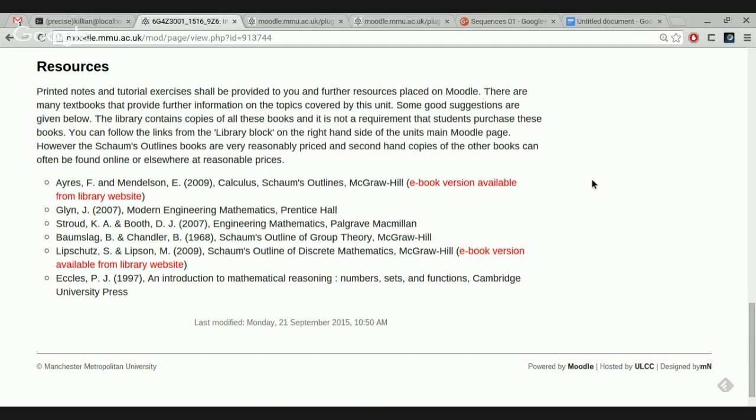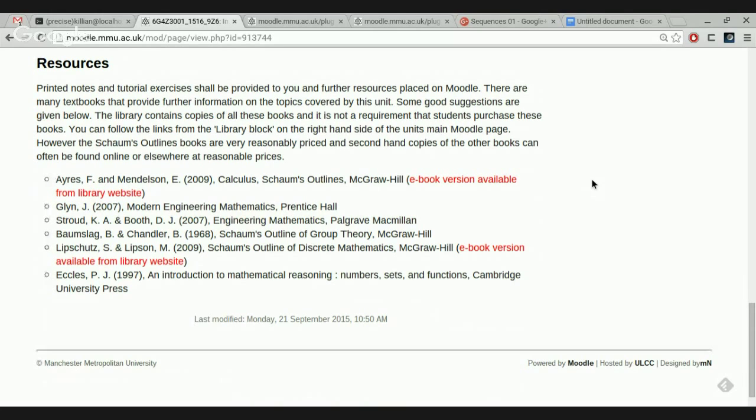As well as the printed notes, so the printed lecture notes are a summary of the material we're going to go through. I will do extra handwritten stuff in the lectures as well, so do be prepared to take handwritten notes. But there's a bunch of extra resources you can make use of. Particularly good ones are the first one, Schaum's Outline of Calculus. And the second one there, Modern Engineering Mathematics, is quite good as well. Both of those are available as online books through the library website.